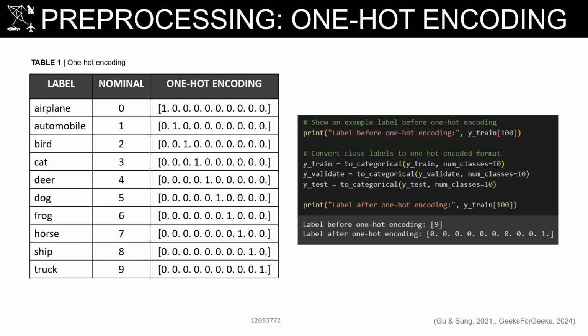As seen in Table 1, all one-hot encoding vector values are 0, except the one corresponding to the label. The 100th image, a truck, is label 9, just represented differently after one-hot encoding. CNNs require numerical input, and categorical data like the nominals 0, 1, 2, 3 could be misconstrued to have rank, which would introduce bias. Gu and Sung, 2021. Geeks for Geeks, 2024b. One-hot encoding is required to classify correctly.